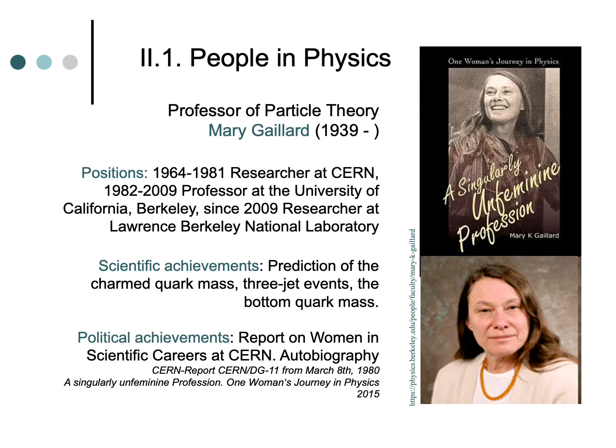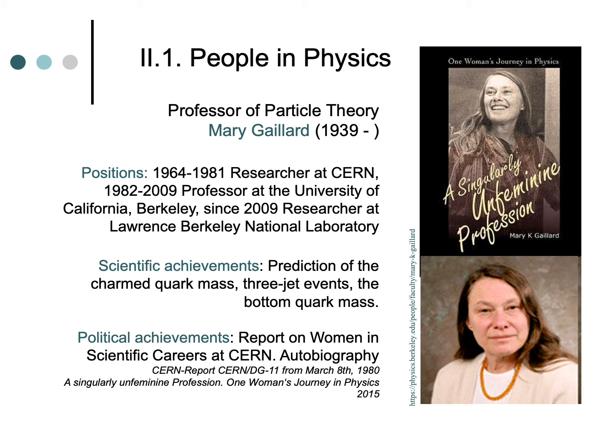From a gender studies perspective, you can look at the life and work of Professor of Particle Physics Mary Gaillard. From 1964 to 1981, she was a researcher at CERN, the European Centre for Nuclear Research. And in 1982, she became a professor of particle physics at the University of California in Berkeley. When she retired in 2009 from the university, she continued to be a researcher at Lawrence Berkeley National Laboratory. She has many scientific achievements. With her team, she worked on the prediction of the charmed quark mass, the 3 jet events, and the bottom quark mass. And in addition, she also has political achievements.